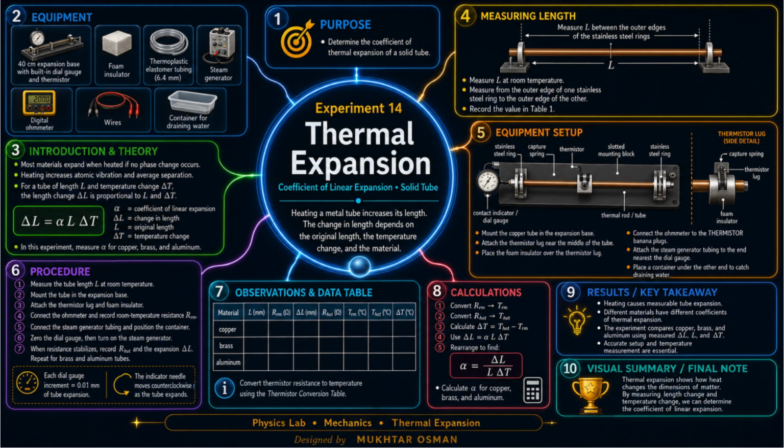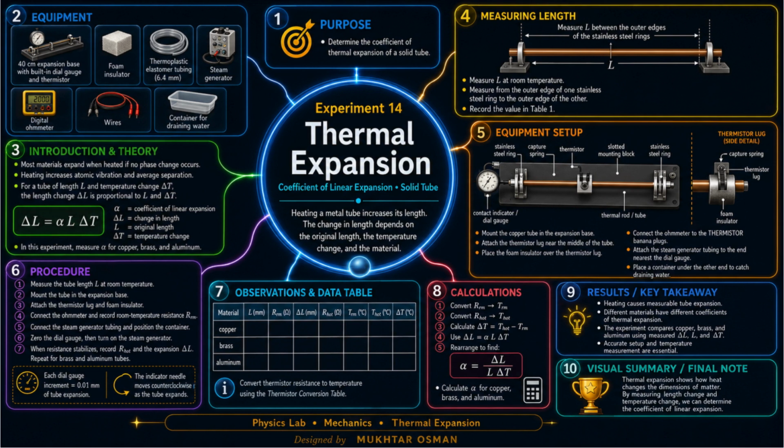7. Observations in data table columns: 1. Material. 2. L, millimeters. 3. RRM, ohms. 4. Delta L, millimeters. 5. RHOT, ohms. 6. TRM, degrees Celsius. 7. THOT, degrees Celsius. 8. Delta T, degrees Celsius. Materials: 1. Copper. 2. Brass. 3. Aluminum. Note: convert thermistor resistance to temperature using the thermistor conversion table.